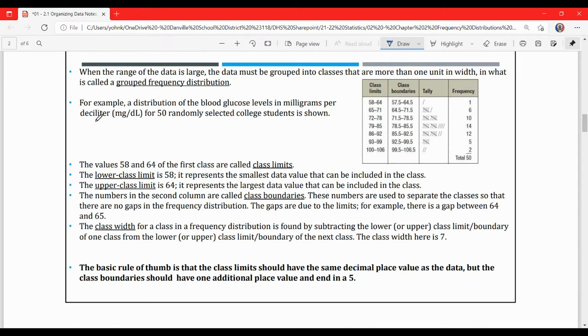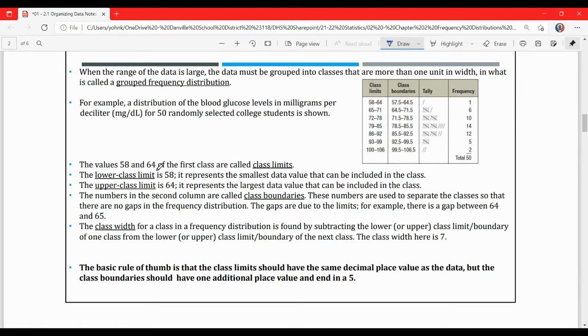This table actually goes with a totally different 50 values: a distribution of the blood glucose levels in milligrams per deciliter for 50 randomly selected college students. So they collected data and they put it into here. Okay, so the values of 58 and 64 of the first class are called the class limits. So here's the 58 and here's the 64.